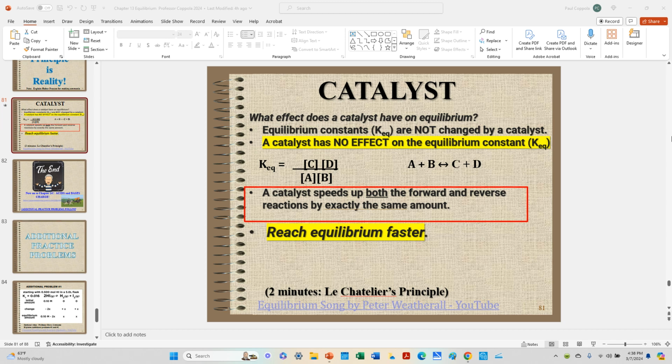Okay, then we move to slide 81. What effect does a catalyst have on equilibrium? Well, first thing you should know, and there might be questions on this, a catalyst has no effect on the equilibrium constant. All it does is allow you to reach equilibrium faster. Okay, so it speeds up both the forward and the reverse reaction. It has no effect on the K. You just reach equilibrium faster.